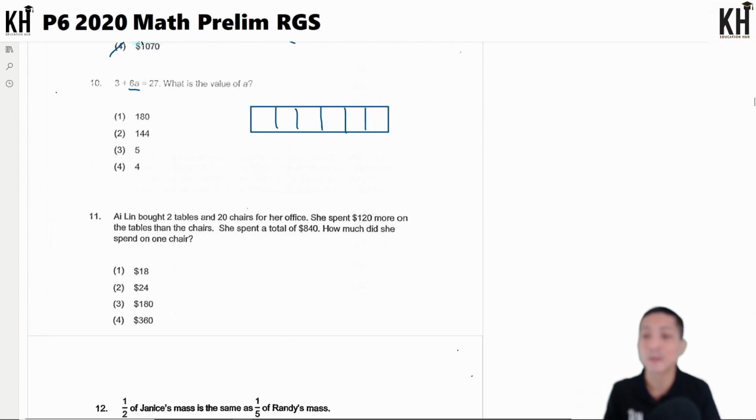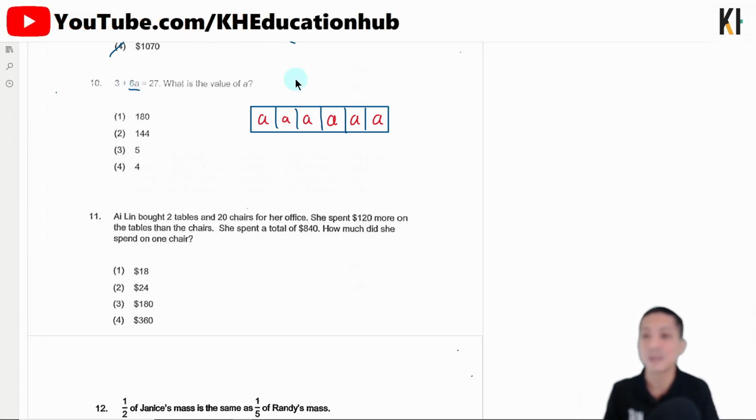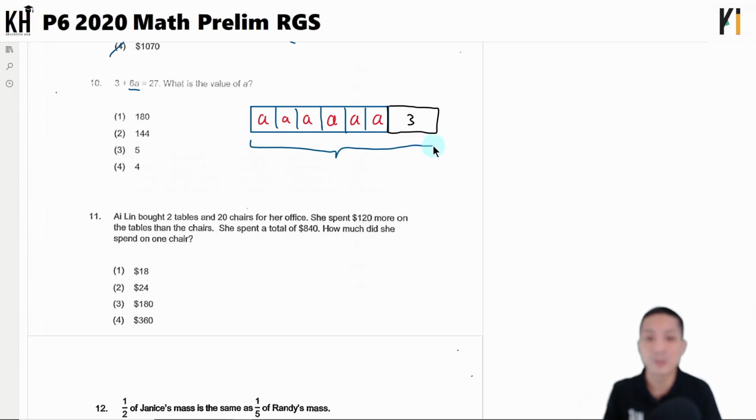And then each one will be an A. So there's 6 of them, representing the 6A. Then you need to add another 3, so draw another block. Try to make sure it is a different size from the A so that you will not get confused. Okay, so the total is 27. So here to here is 27.